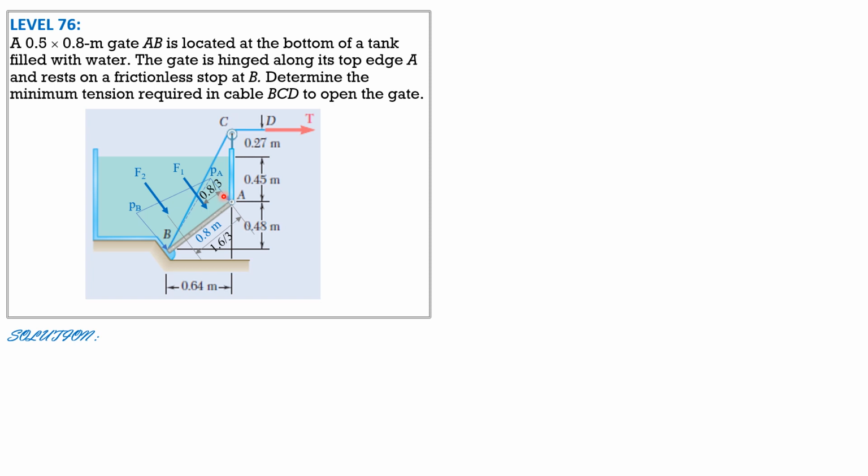So pressure at A is specific weight of water times 0.45. Then that's the tension. Let's call this angle theta. So pressure at A is 9.81 times 0.45. It is equal to 4.4145 kilopascals. Pressure at B is 9.81 times quantity 0.45 plus 0.48, the depth, and it is equal to 9.1233 kilopascals.